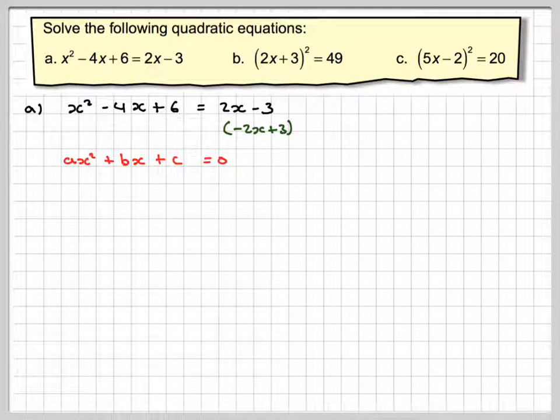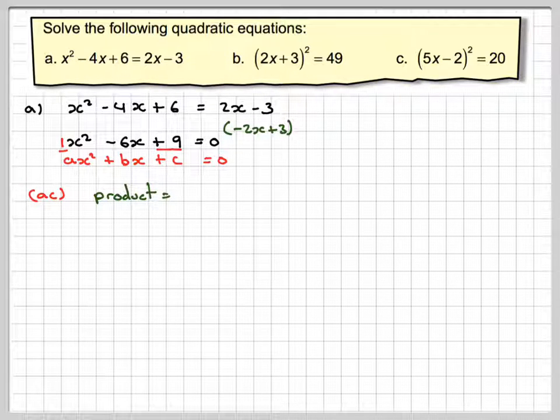If you take 2x, this becomes x squared, minus 4x take 2x gives minus 6x, and 6 plus 3 gives 9. That's now equal to 0. So now that's in the correct format, and we can solve it using either product sum factors or splitting it into brackets straight away.